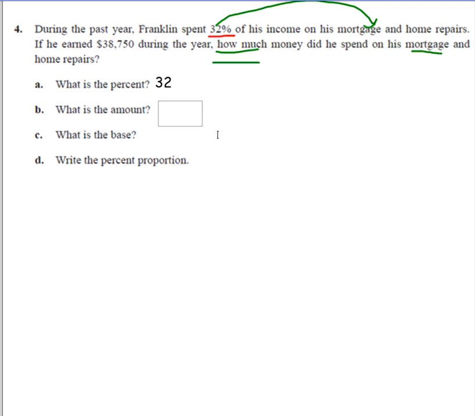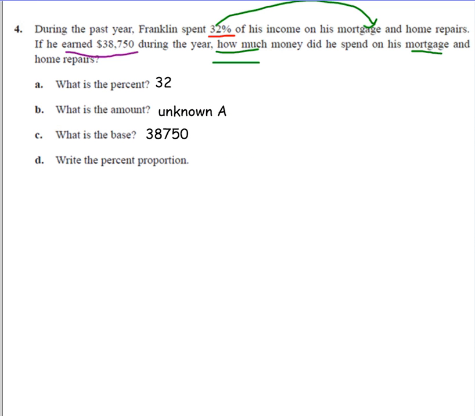And so let's put that our amount, our A value, is our unknown. And so the base then would be the total amount of money that he makes for the year. And so $38,750 is not how much he spends on his mortgage and home repairs. It's how much he earns for the entire year. So that's our base. So now we know those three pieces that plug into our proportion problem.